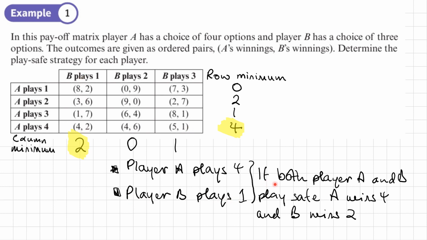Now if both players decide that they're both going to play safe, that means we get to this cell here. A will win 4 and B will win 2. Now it may be that if they collaborate and sit down and decide beforehand what they're going to play, they may increase their winnings by collaborating. But in this case, they're playing safe. They don't know what the other player is doing.